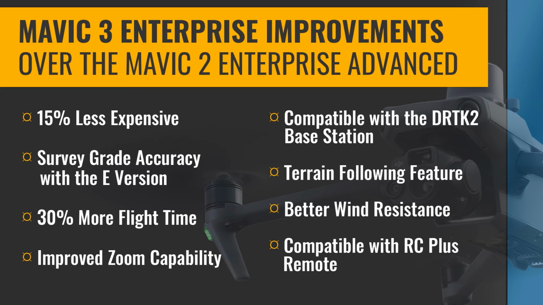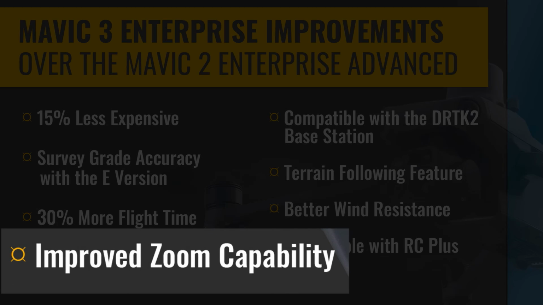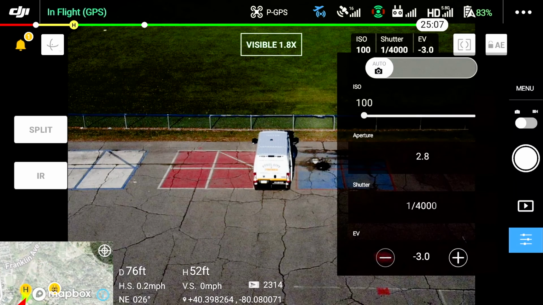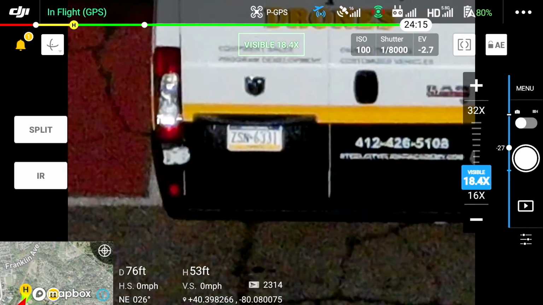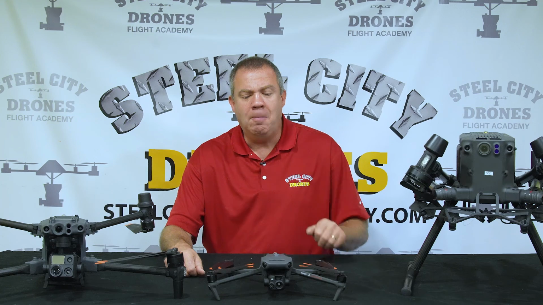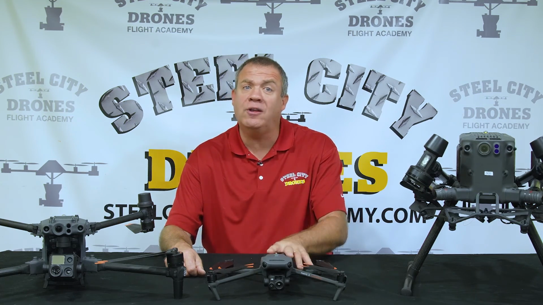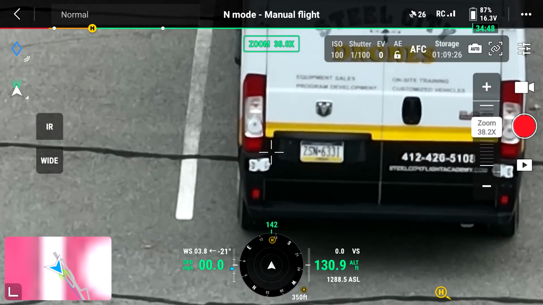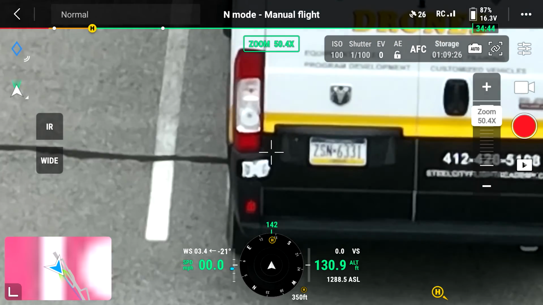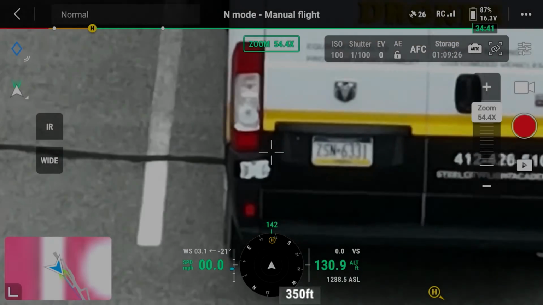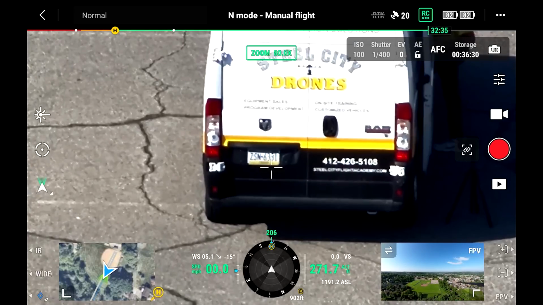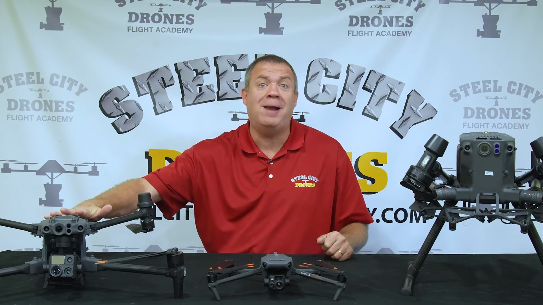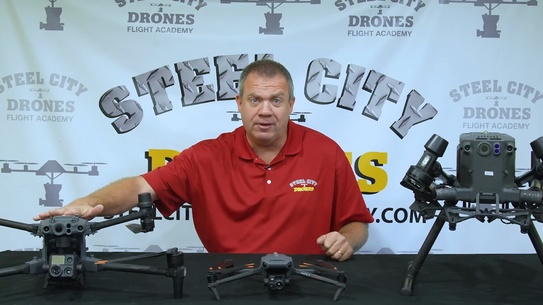Now, the Mavic 3 is a huge improvement over the Mavic 2, because the Mavic 2 Enterprise Advanced could only read a license plate from 75 feet away. It really wasn't much of a zoom camera. Now, with the Mavic 3, regardless of the E or the T versions, we can read a license plate from about 350 feet away. So that is a considerable improvement over Mavic 2. Now, when we look at the Matrice 30, we're right around 900 feet away. So we're going to get that much better zoom capability than with the Mavic 3.